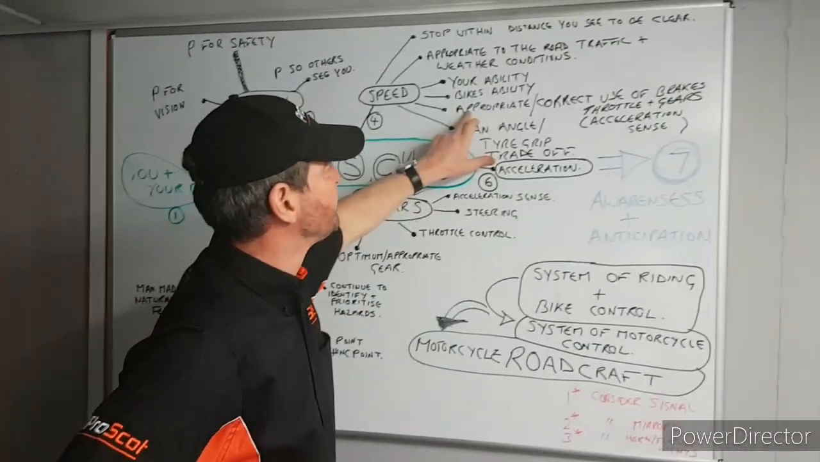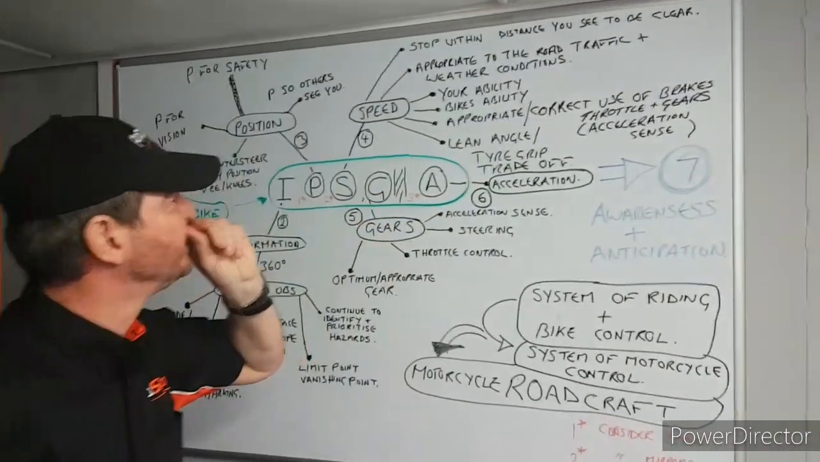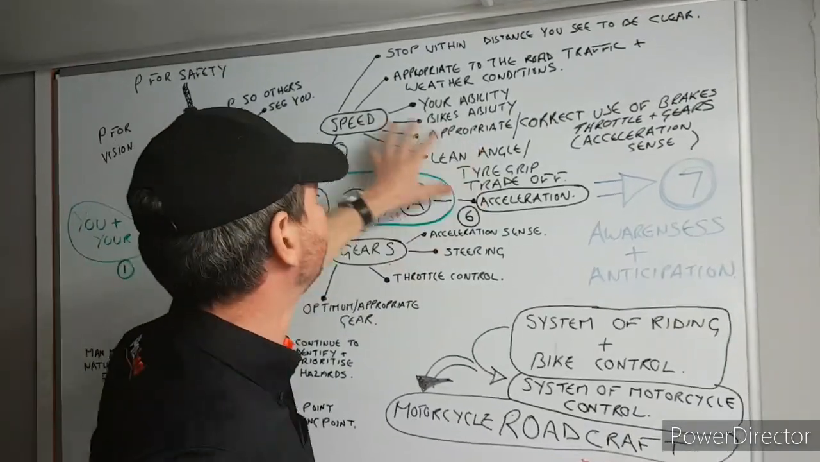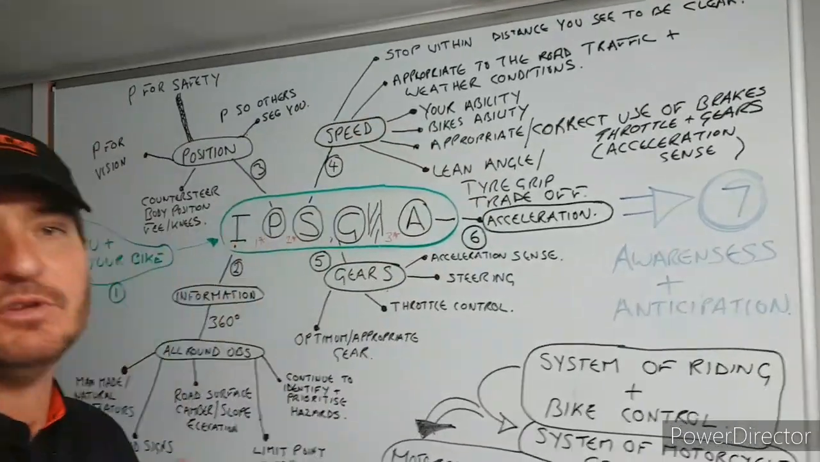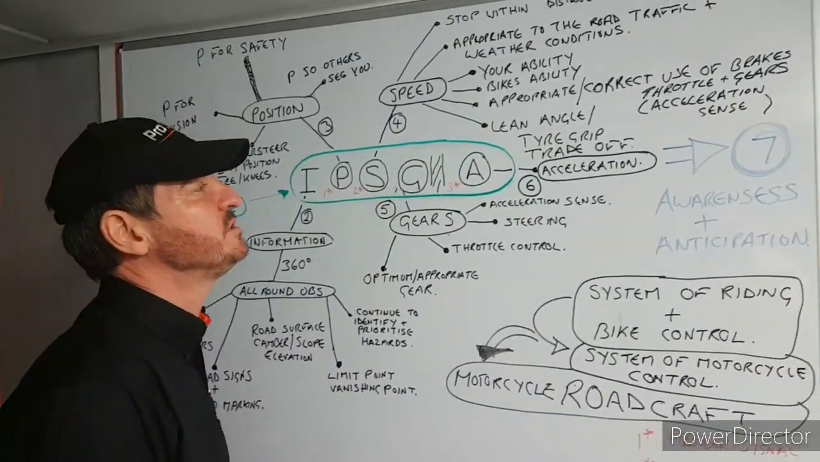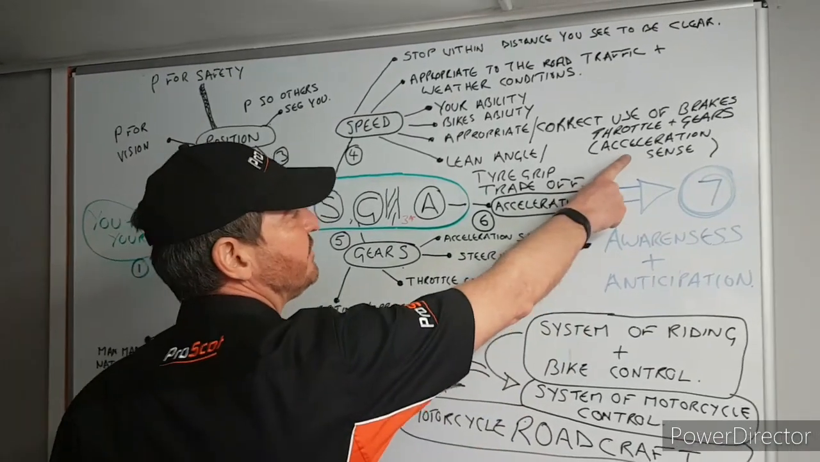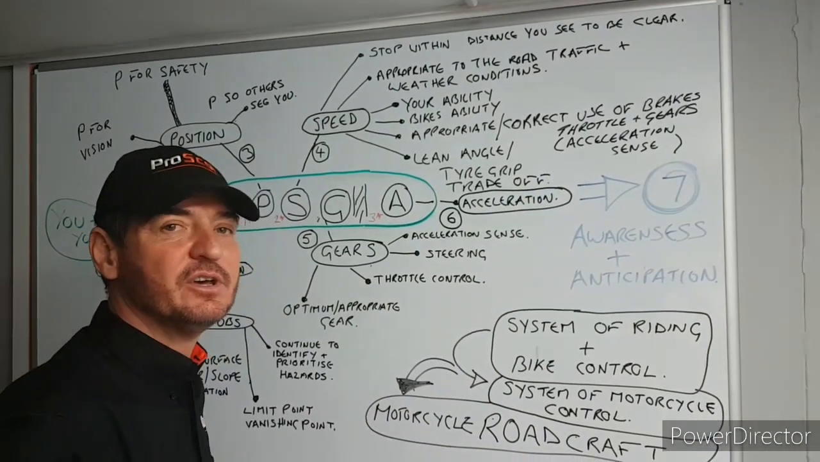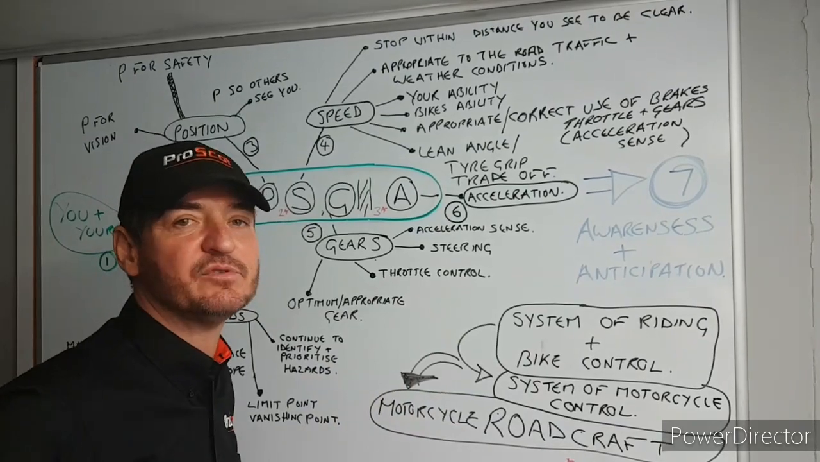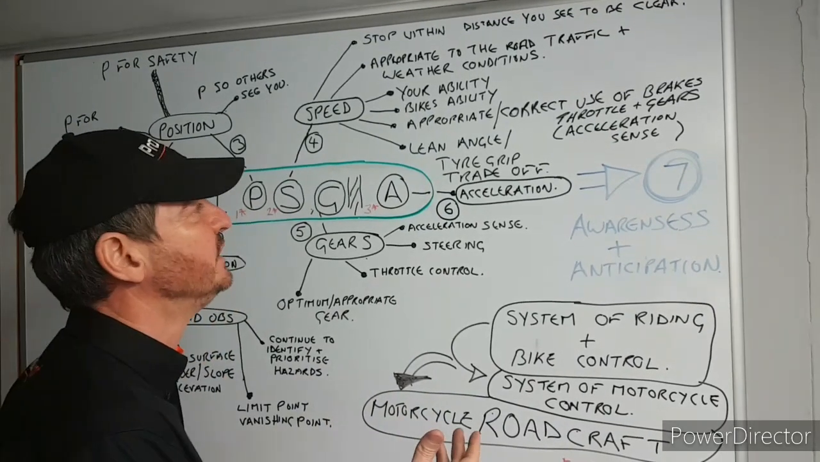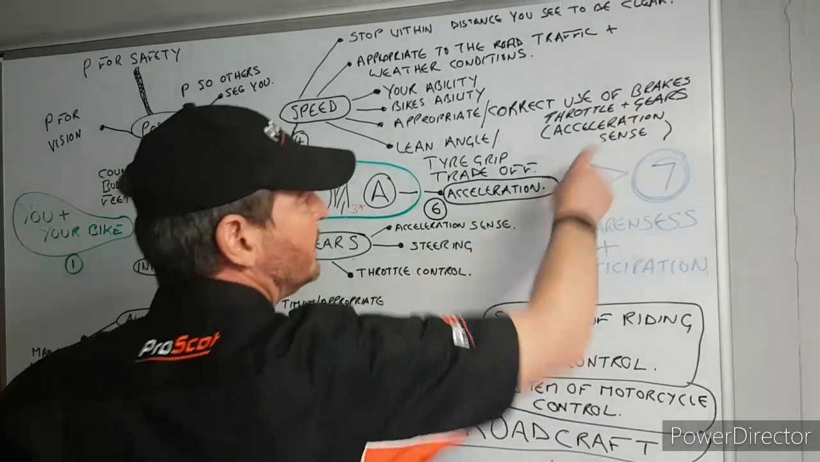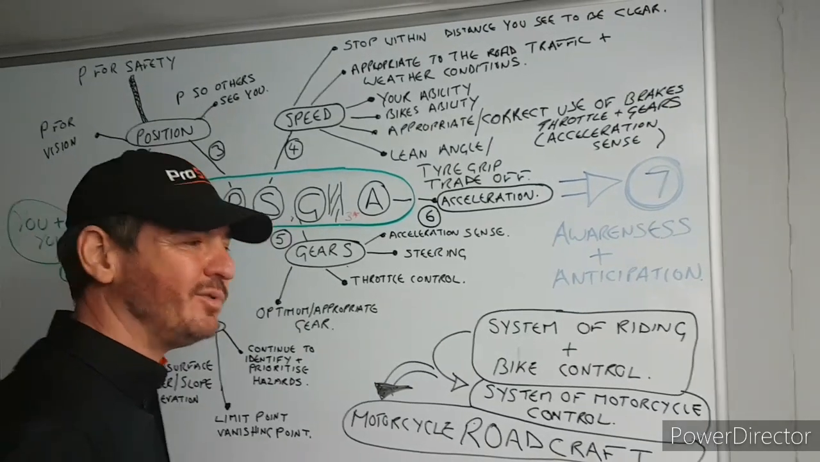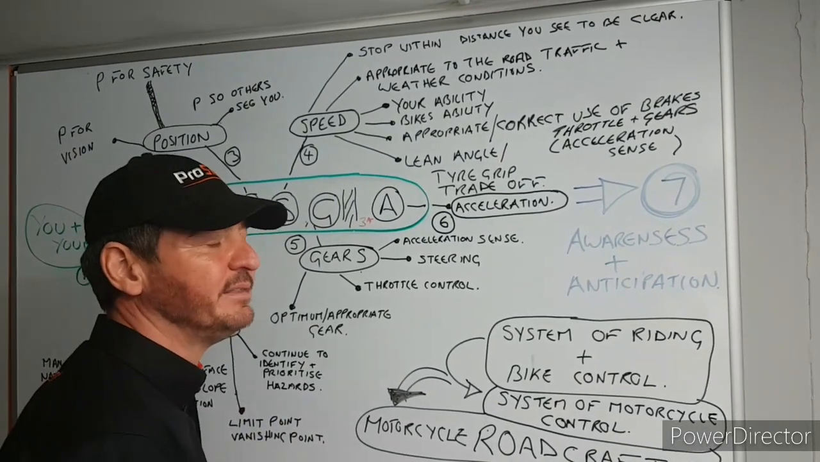Now, next one here, appropriate and correct use of the brakes, the throttle and the gears. Well, that's very, very important. It's all tied in with the speed here. Knowing how to use your brakes properly. You don't always need to use the brakes. Sometimes approaching a bend, for example, you just use acceleration sense, which is the ability to control the speed of the motorcycle through the throttle, being in an appropriate gear, and basically controlling the speed of the motorcycle on approach to the bend, through the bend and out of the bend.